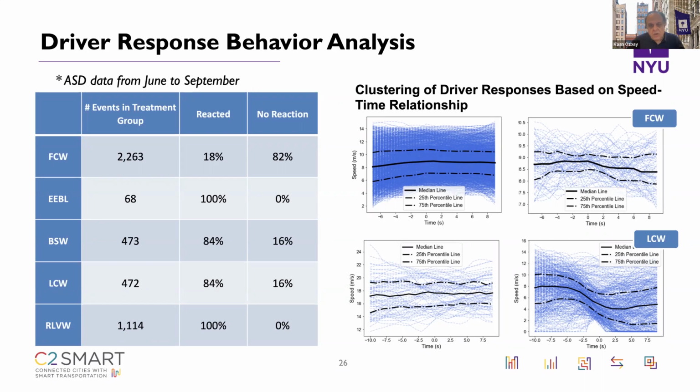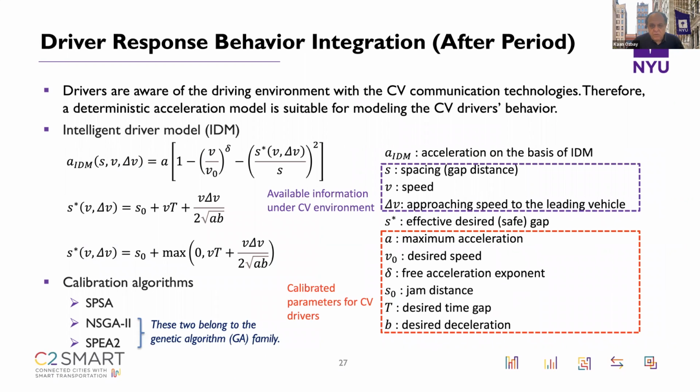Because in the before period, there are no apps, and we were just calibrating for normal driving conditions. Now we are calibrating the driver behavior for the instrumented vehicles that we are going to simulate, using this data. In this part, we focused on the car following model that we are using in SUMO, the intelligent driver model. The ones that you see in the red box are the parameters that we calibrated for CV drivers.